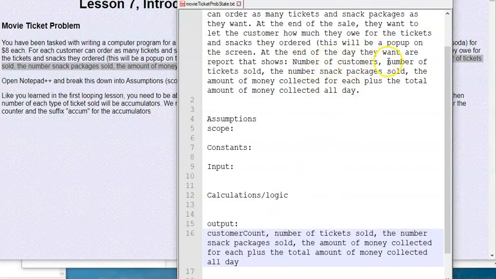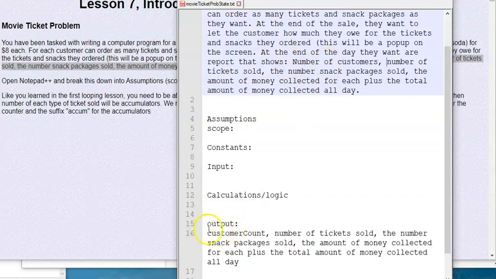Here we have the number of tickets sold. But since they can order as many tickets as they want, instead of being a counter, that's going to be an accumulator, because we're going to ask them how many tickets they want. They're going to say 10. So we don't want to just increment it by 1. We want to increment it at that point by 10. And we'll see that next.